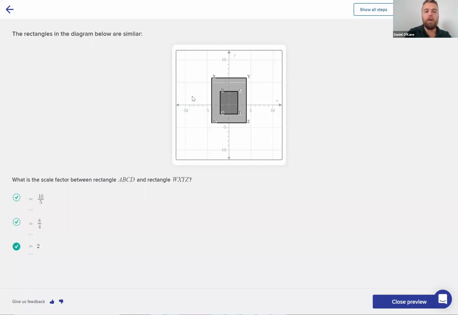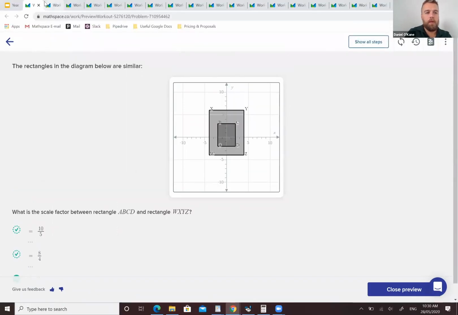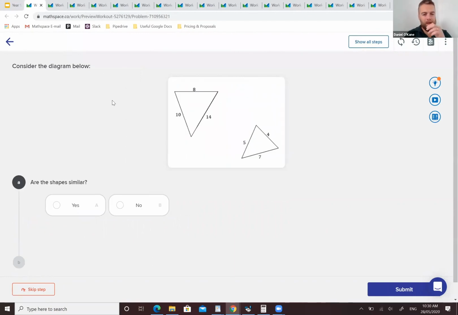Okay, so just zooming out now. And I can go to the next question. We'll do 1 or 2 more of these similar figure questions, and then we'll move on to similar triangles because that's a little harder. All right.